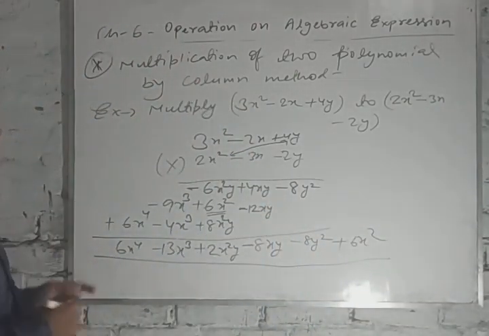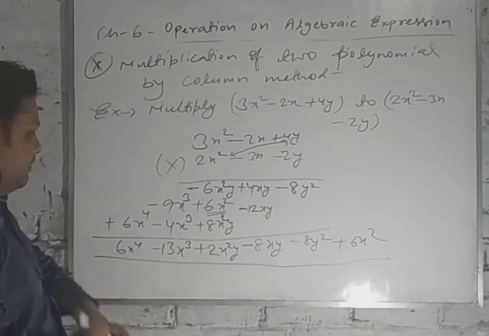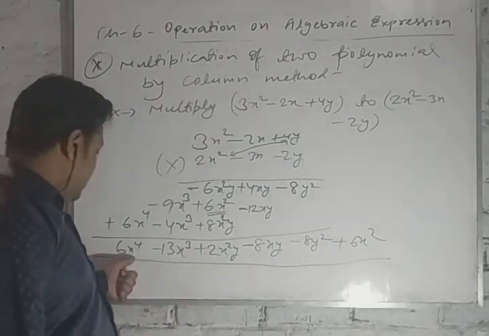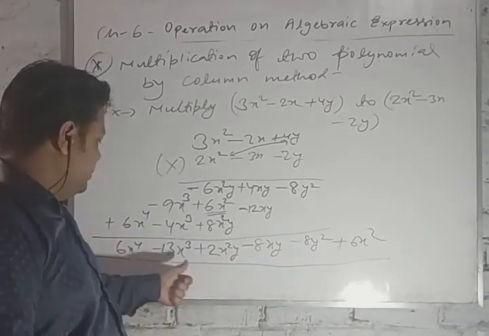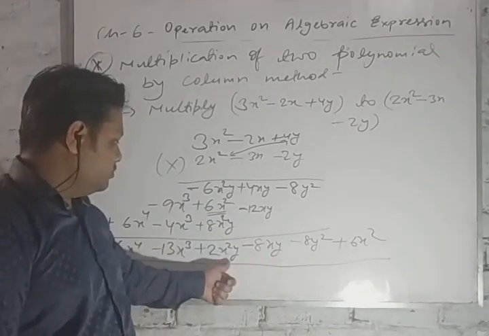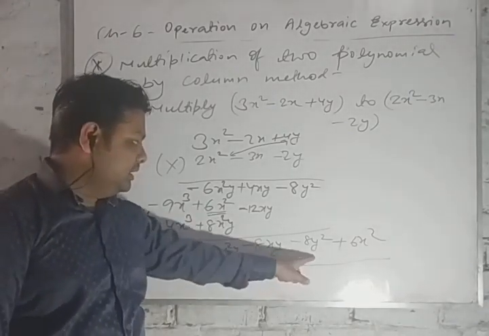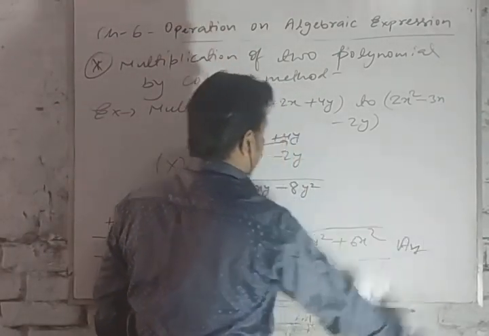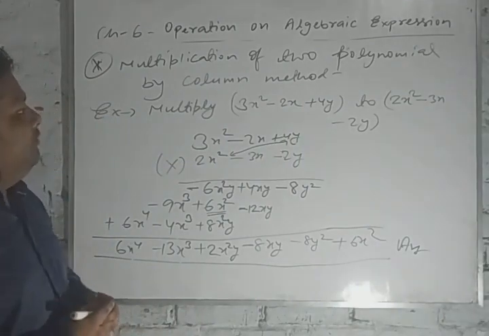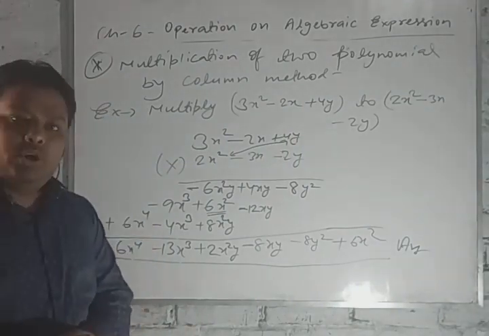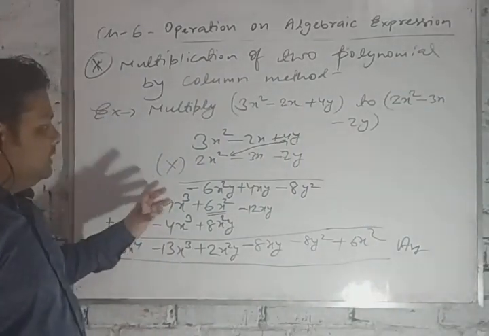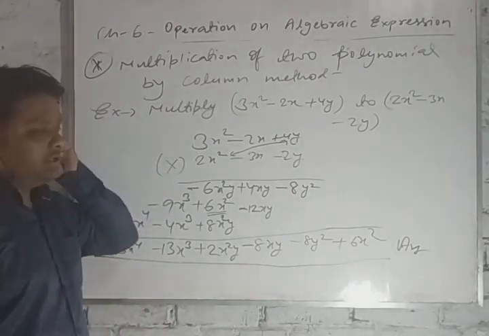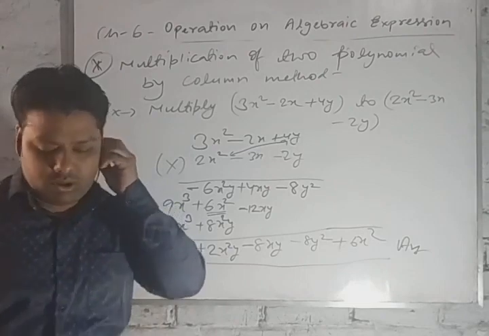But at first, in the answer we will also check whether there is a like term or not. x to the power 4 and x to the power 4? No. x to the power 3? No. x square y? No. xy only 1, y square 1, x square 1. That is, this will be our answer. So we can multiply any two polynomials by the column method in this way. I hope that you all have understood. Okay, so at first note it down here.